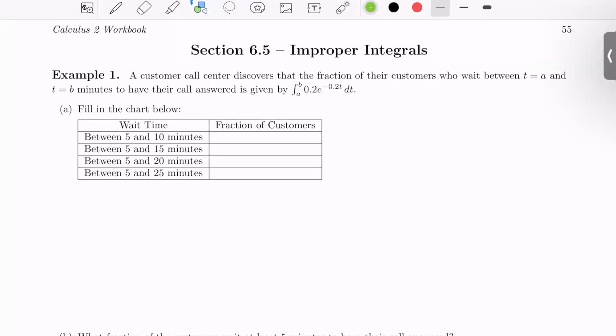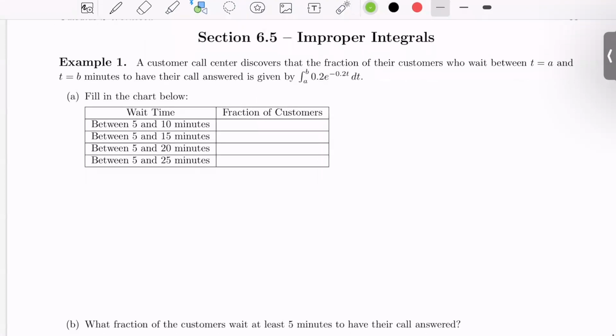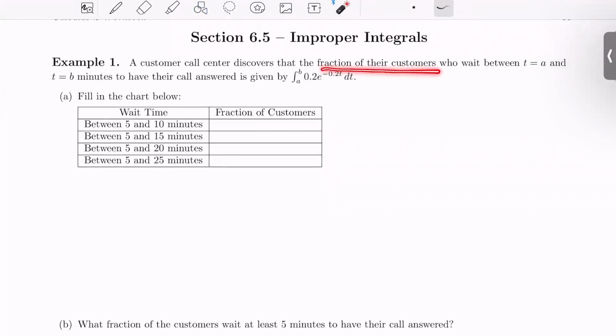In this video, we're going to begin section 6.5 on improper integrals. Now, before we define what an improper integral is, I want to start with example 1 to give us some background on this topic that we're going to be thinking about. In example 1, a customer call center discovers that the fraction of their customers who wait between t equals A and B minutes to have their call answered is given by this integral.